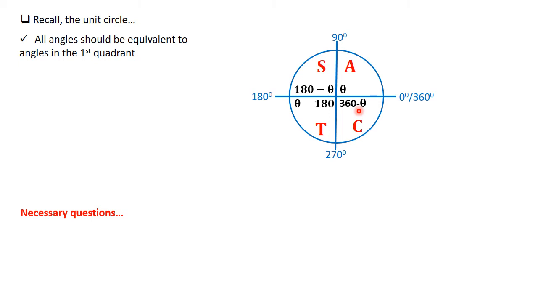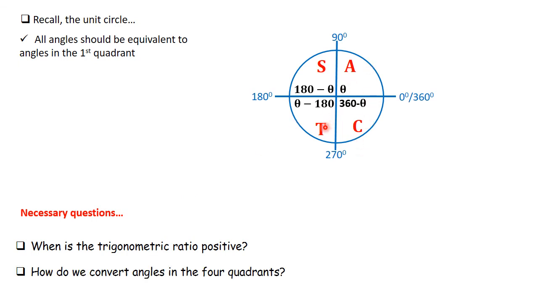Now, just to repeat myself in a different way so that I illustrate things, I need to say this. There are some necessary questions you should ask whenever you're doing questions that have to do with all of these concepts in the unit circle. Number 1, ask yourself, when is a trigonometric ratio positive? Now we know that sine is only positive in the first or second. We know that cosine is only positive in the first and the last. We know that tan is positive in the first and the third.